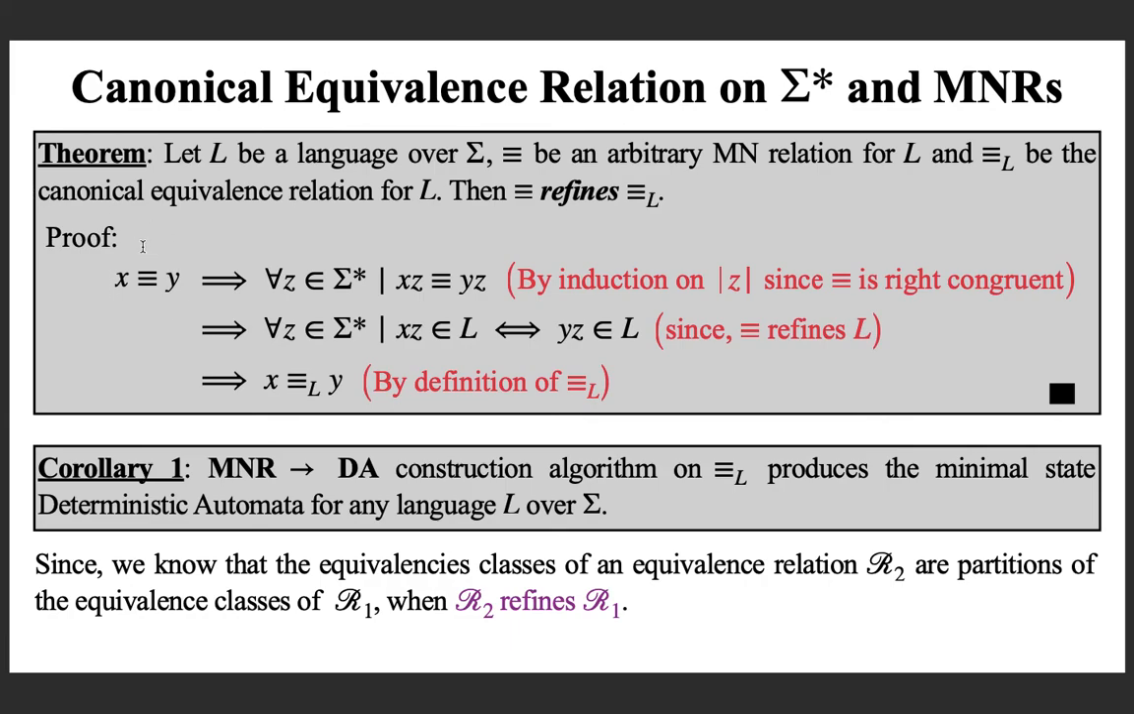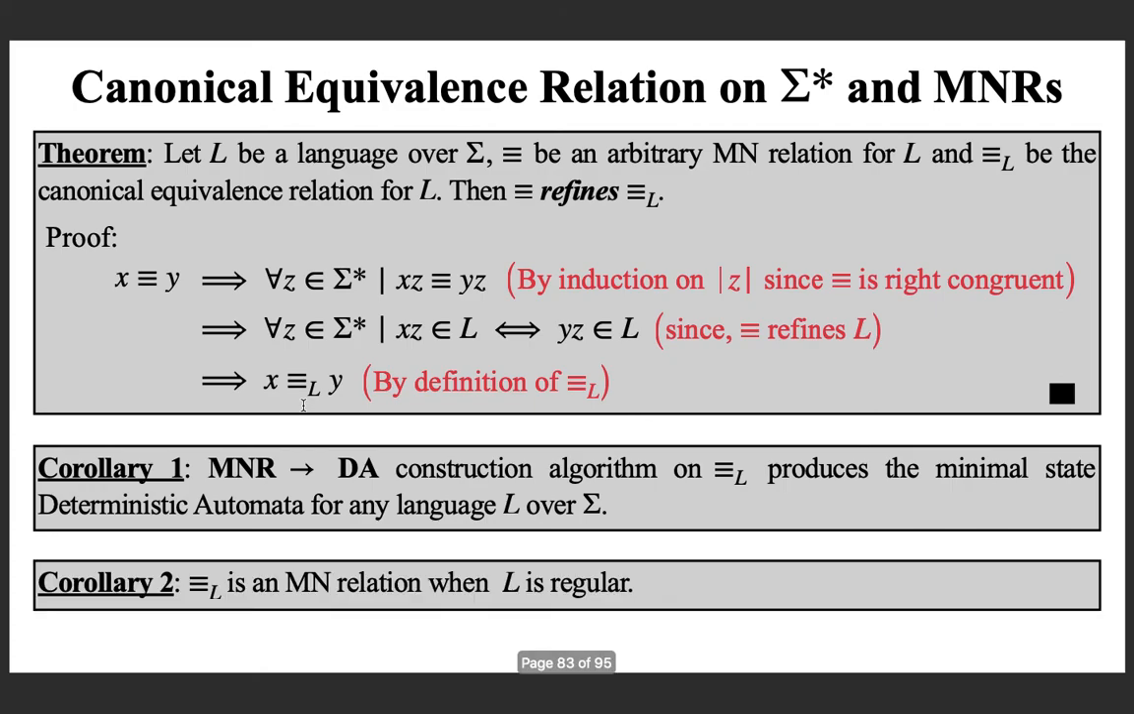Here we know that the Mn relation refines the canonical relation. So which will contain more equivalence classes? The Mn relation, because the classes of the Mn relation are going to be partitions of the classes of the canonical relation. That means the Mn relation gives you more equivalence classes, and the canonical relation gives you fewer. So if you apply the automata construction on the canonical relation, the resulting automaton will be the one with the minimum number of states.